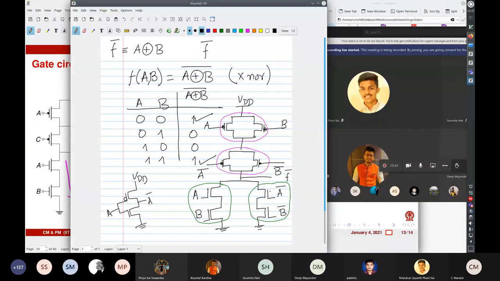Anyone else have a question? Sir, can we make the circuit in some other manner? Just come once again. I couldn't hear you. Sir, can we make the circuit in some other way? This is how you realize a CMOS circuit.